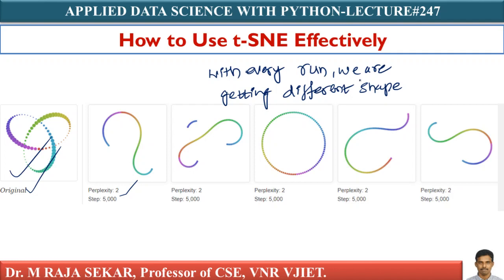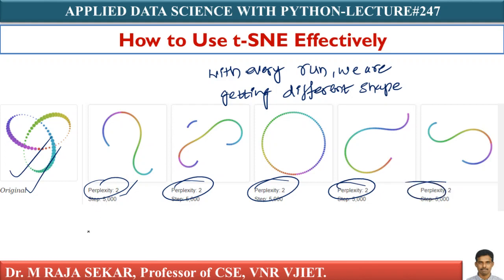It means perplexity of 2 is wrong. As you are getting a different shape in every run, your perplexity is not correct, isn't it? Perplexity of 2 is wrong, because every time I run it, I am getting completely different results, which means perplexity 2 is not a correct value.